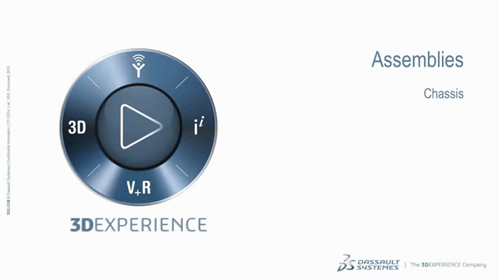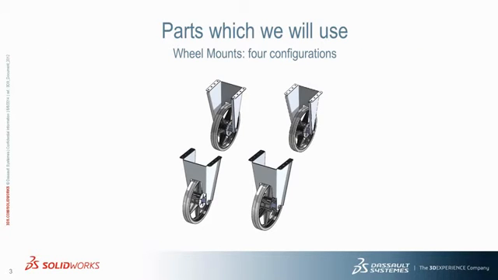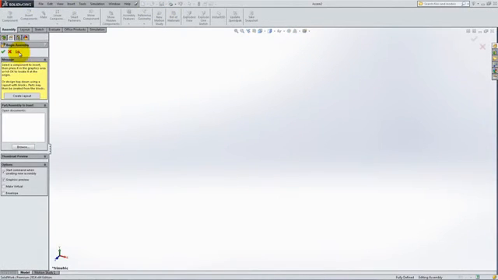In this video, we will create the base of the chassis. We will use the 3 different types of C-channels, hardware, and the 4 configurations of the wheel mounts. Start a new assembly and pin down the Begin Assembly menu.